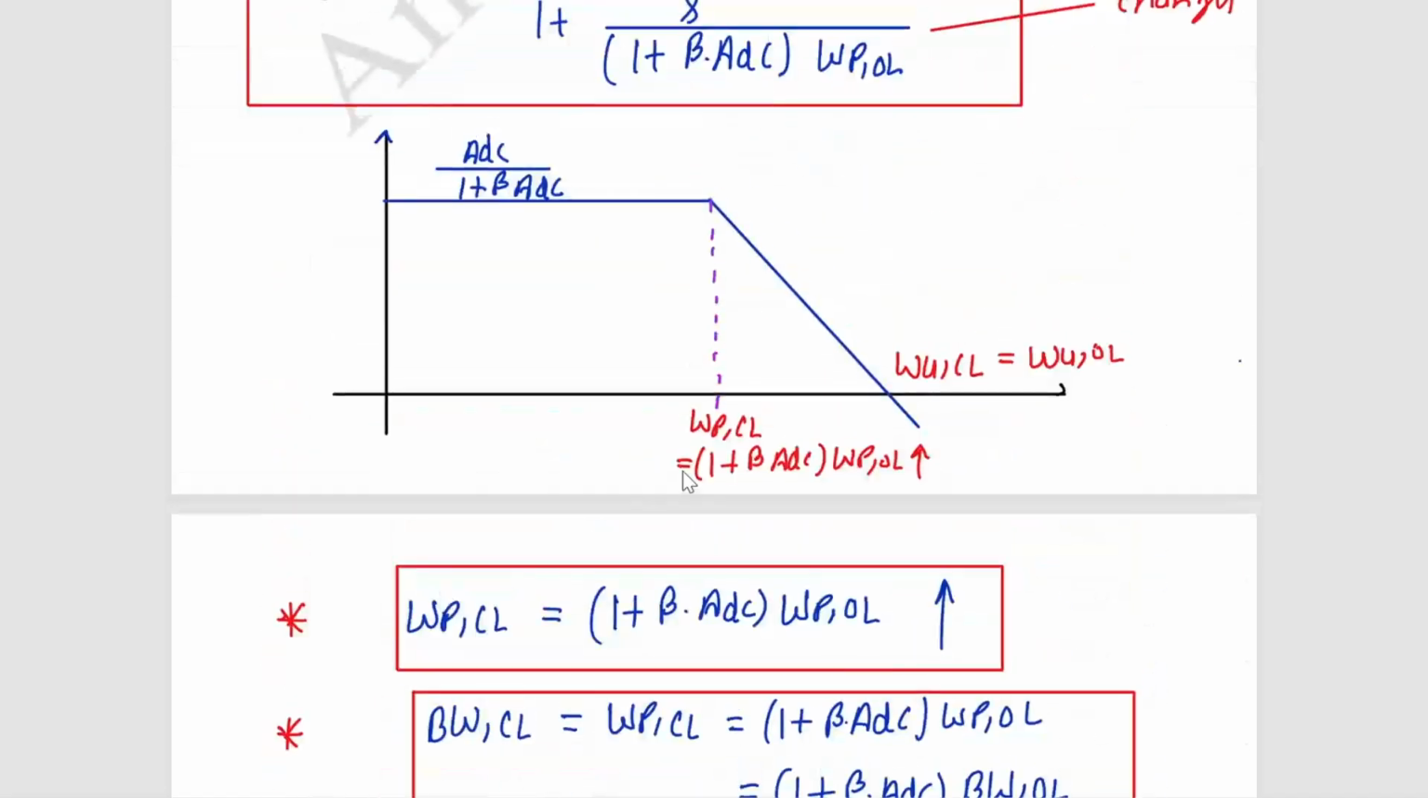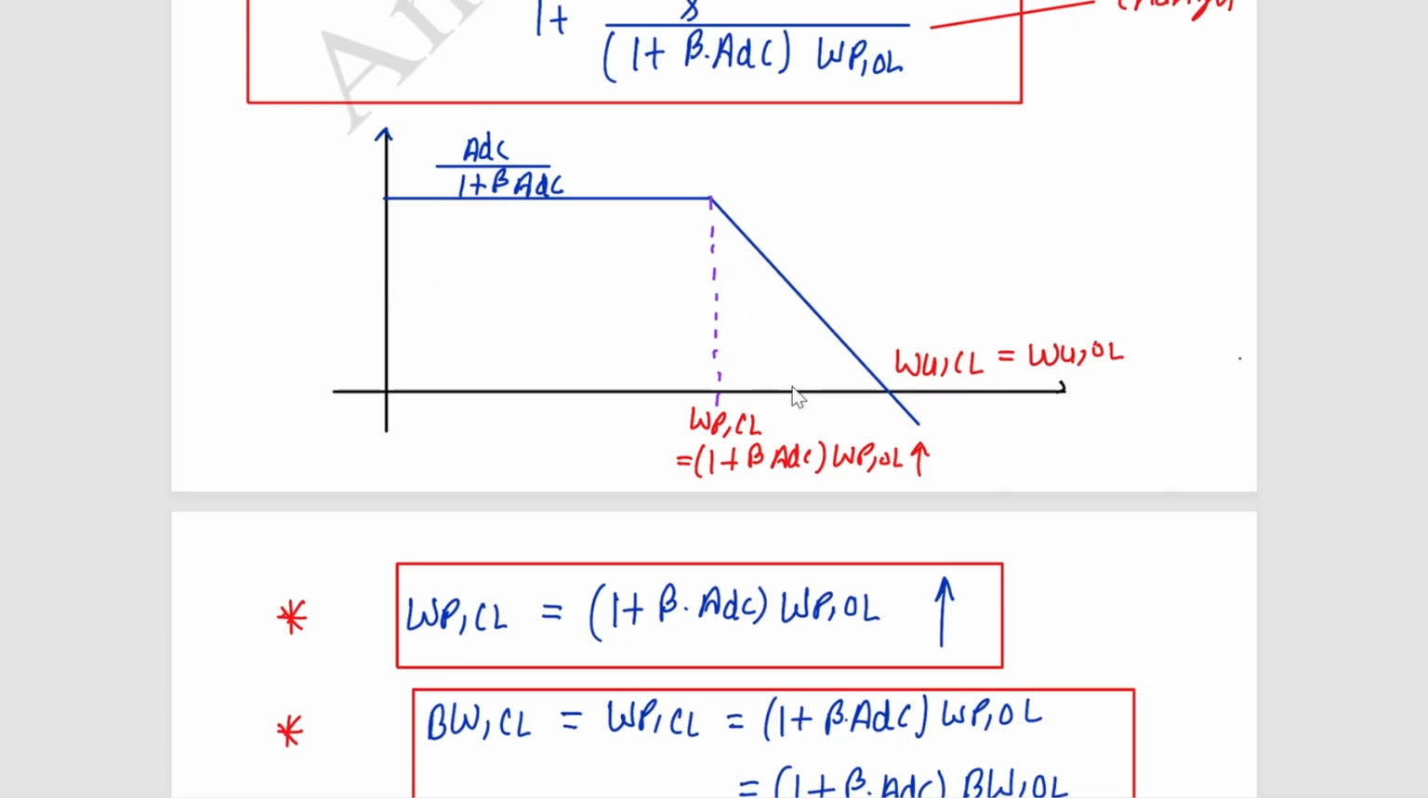Now in this case, since the open loop system and closed loop system have the same unity gain frequency, you are moving along this straight line. This straight line is common for the open loop system and the closed loop system. So here you can say that the gain bandwidth product is constant.